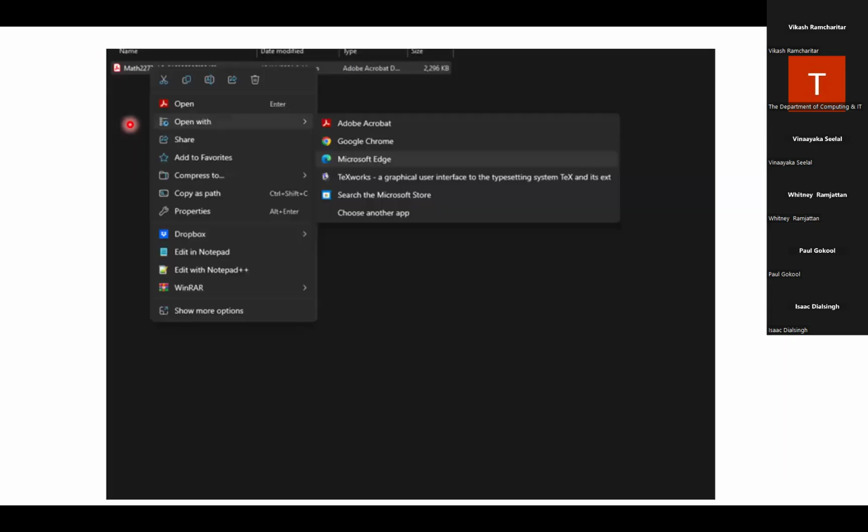So let me go back one slide. If you want to open a PDF in Microsoft Edge, you just right click it, go down to open with, and go across to Microsoft Edge. Of course, I'm assuming that you're using a Windows computer. But I'm sure Apple might have something similar to it.